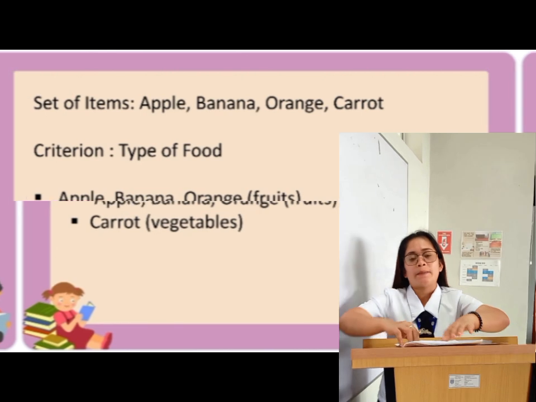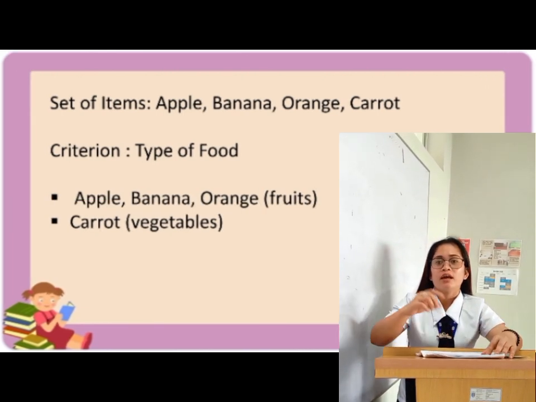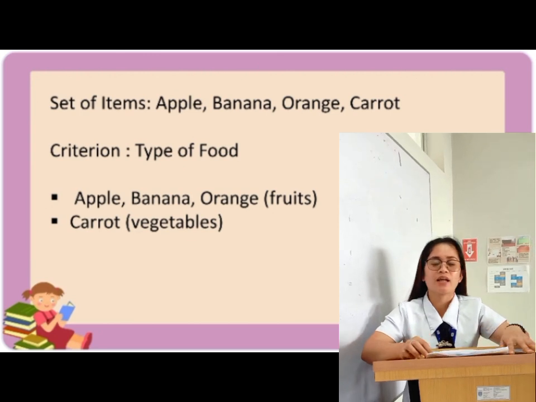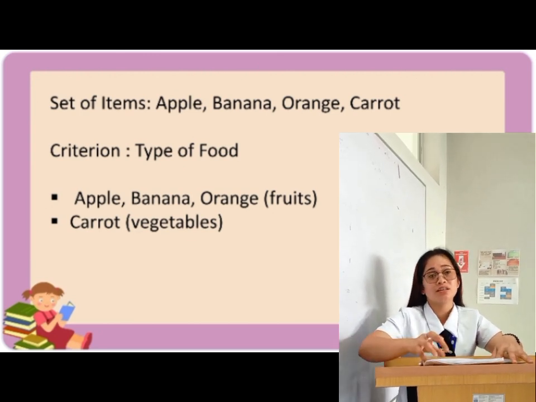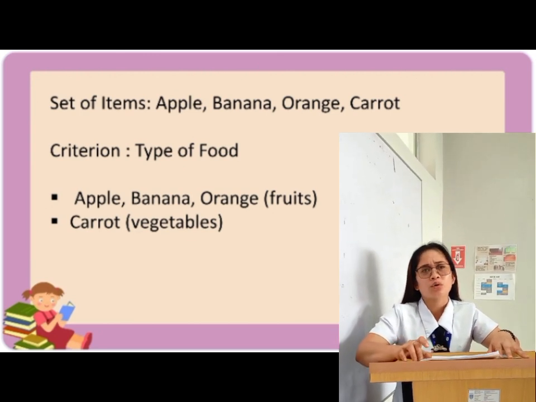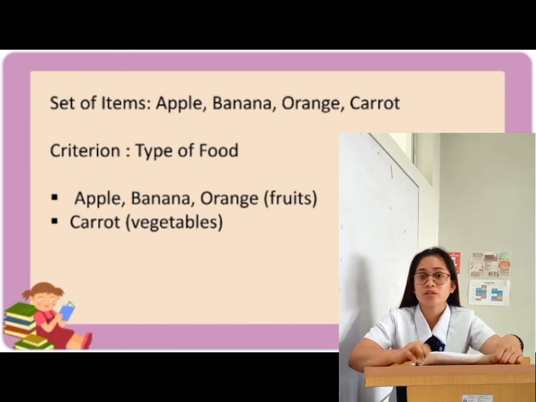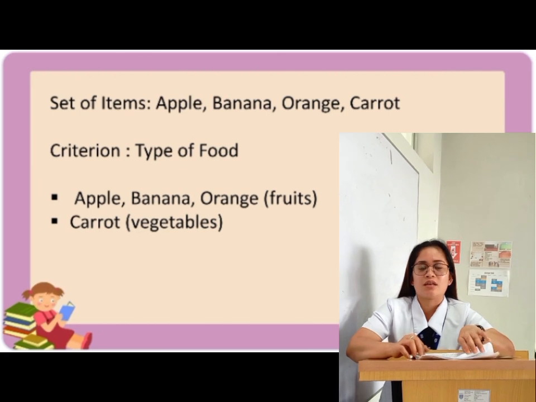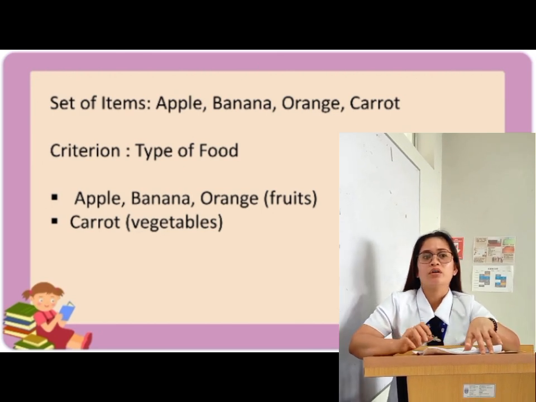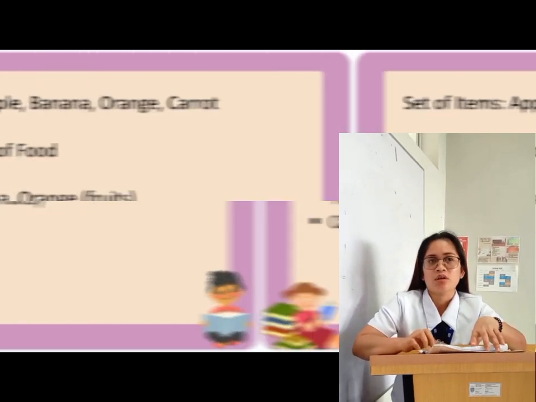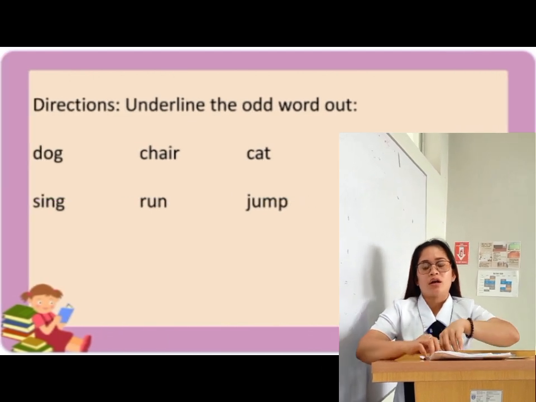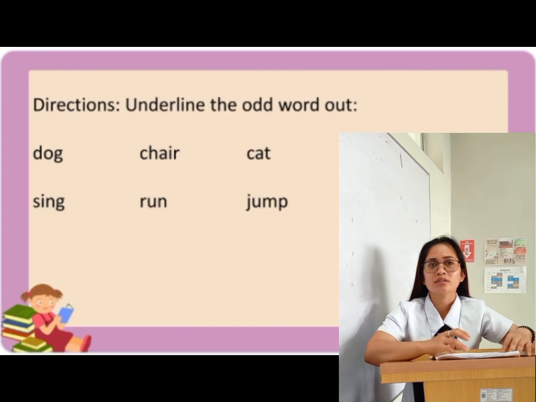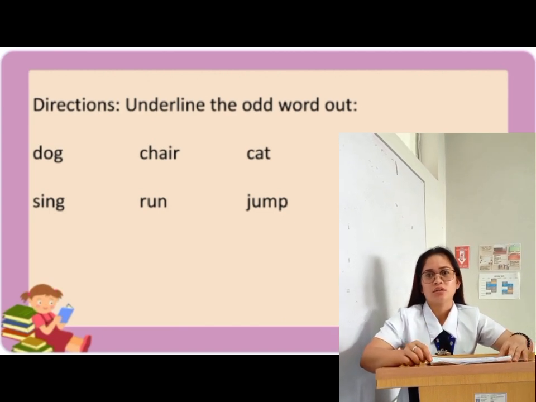For example, the students are given sets of items like apple, banana, orange, or carrot. The criteria there is type of food. What the students are going to do is classify what type of food it is. Does it belong to the fruits or to the vegetables? And their activity there is to underline the odd word out.